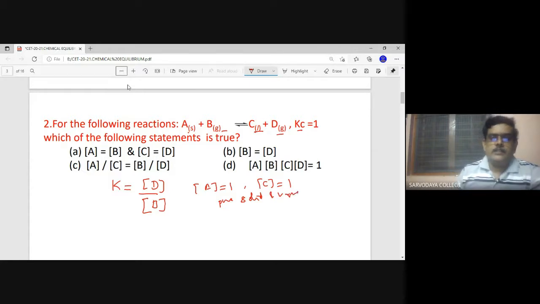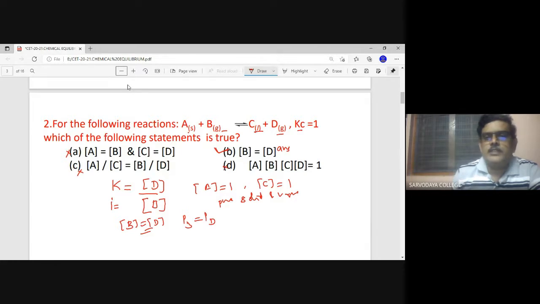And also it is given that K equals 1. So if this is 1, then you can easily say the concentration of B is equal to the concentration of D. Or if there are gases, you can say the partial pressure of B is equal to the partial pressure of D. So B is the correct answer. So B is the answer. You can rule out A, because all of the substances do not appear in the equilibrium expression.